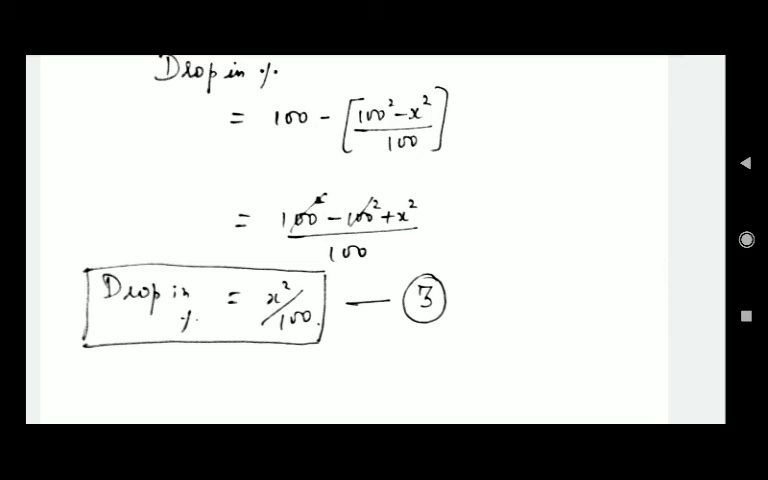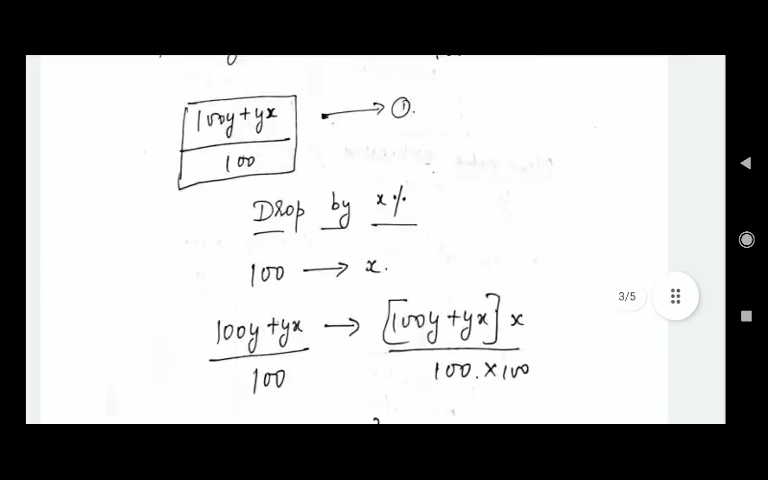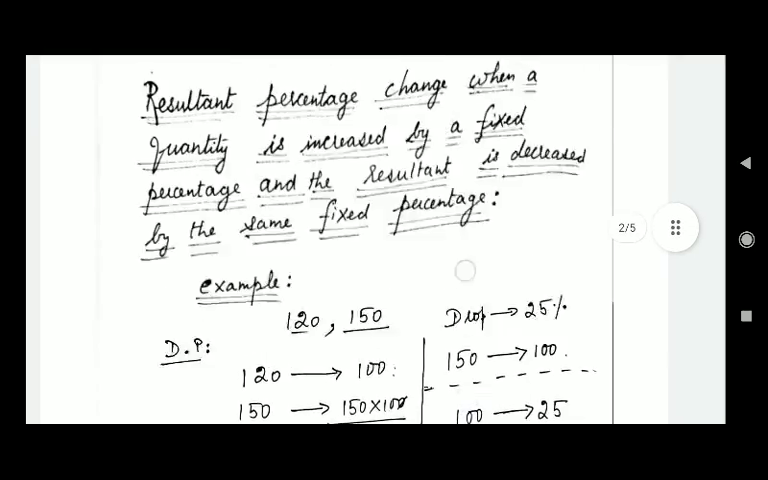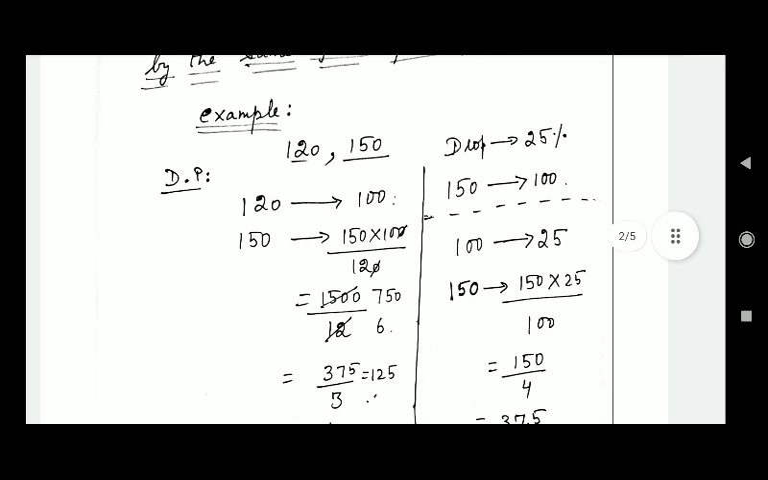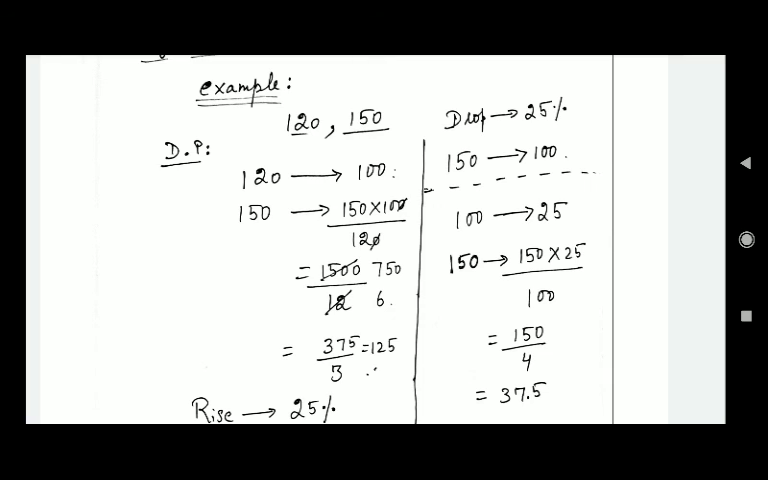See, let us compare this equation and make use of this equation in our example that we considered initially. Let us come back to our original example. In our original example, we considered the value 120 and 150. Let us for the time being forget 120 and 150. Suppose if we are asked that when a quantity is raised by 25% and from the resultant it is decreased by 25%, what will be the net drop in percentage from the initial value? For that, we can straight away use the shortcut formula x square by 100. The percentage drop from the initial value will be equal to x square by 100. In this case, it will be 25 square by 100. That will amount to 6.25%.